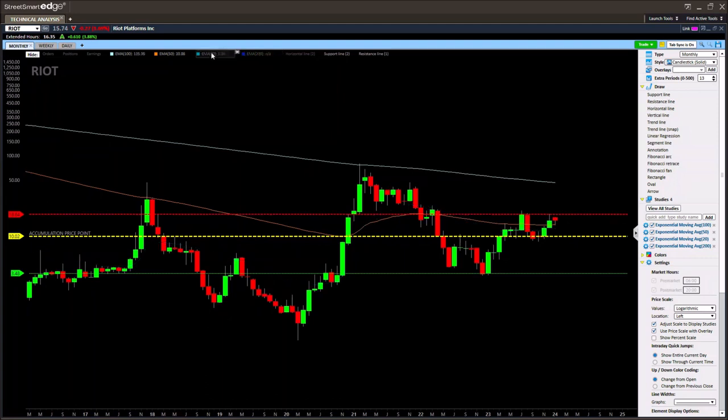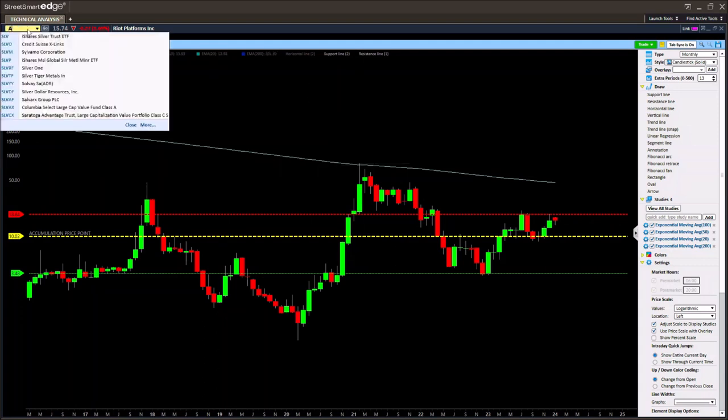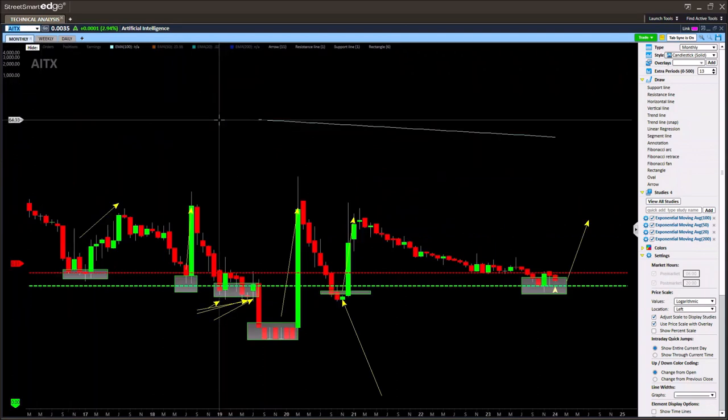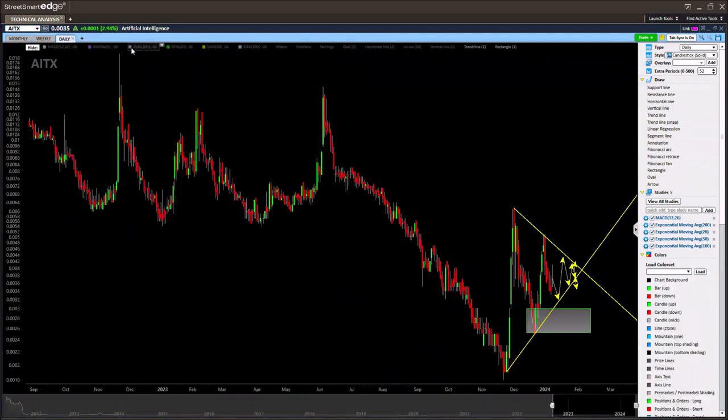What EMA is respected by which stock depends entirely on the traders. If enough traders think the 100 EMA is a great take profit point, we're going to see rejection at that 100 EMA every single time. AITX is a perfect example of this. Anytime, let me switch to the daily because it's much more clear on the daily.